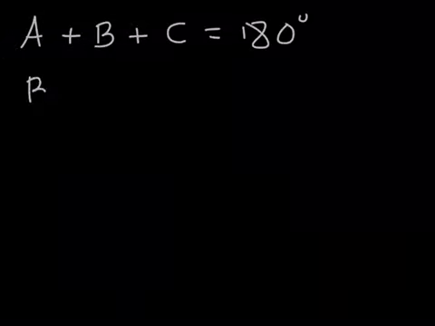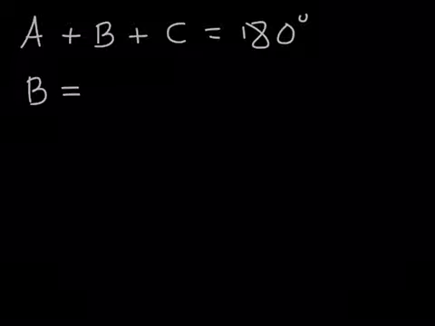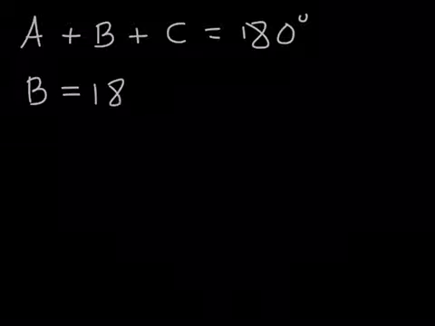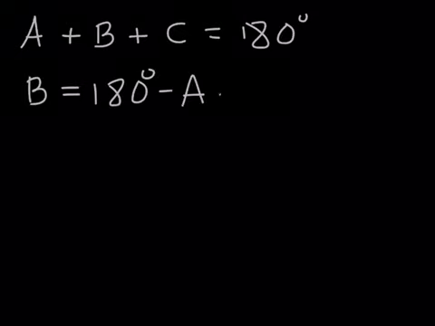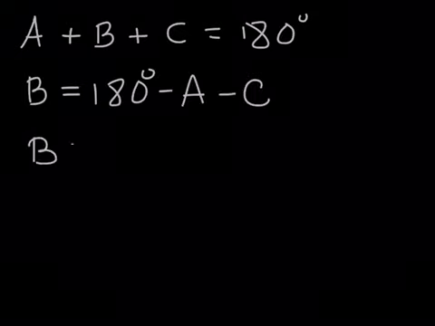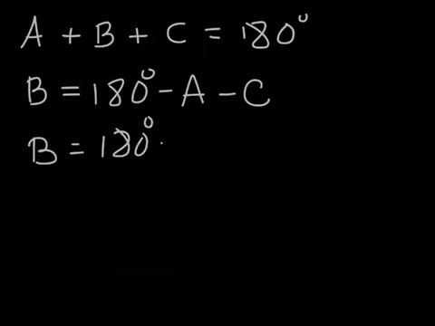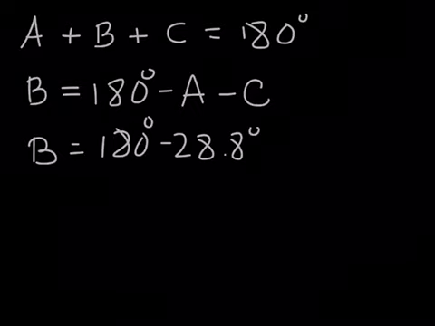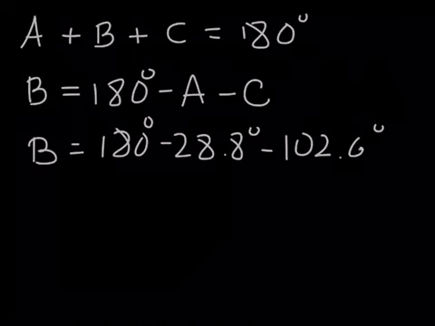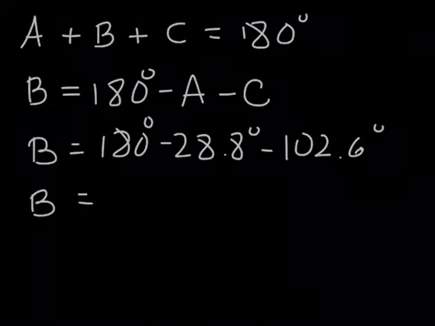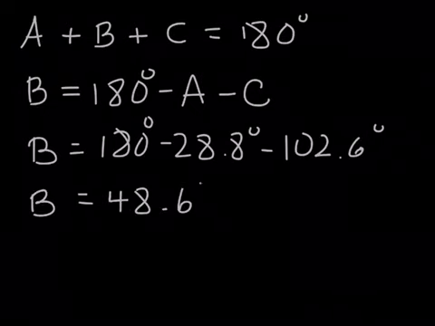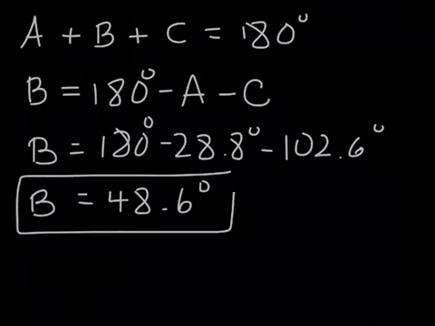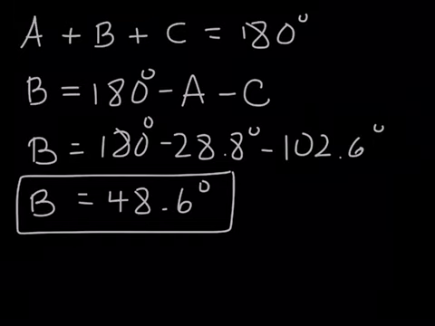That is to say that angle B, which is unknown, will be equal to 180 degrees minus angle A minus angle C. So then B is equal to 180 degrees minus 28.8 degrees minus 102.6 degrees, right? So then that wasn't too bad. Then angle B is 48.6 degrees. I did not even need a trig function at all or the law of sines to find angle B.